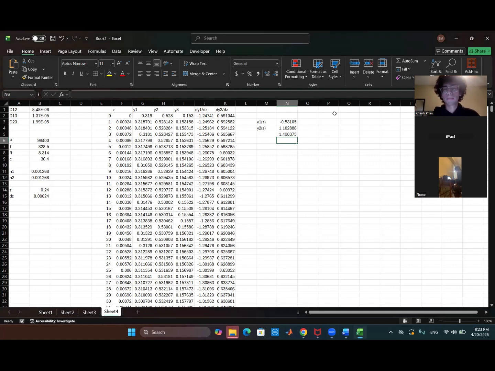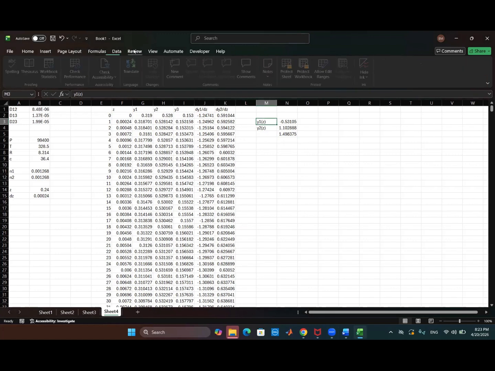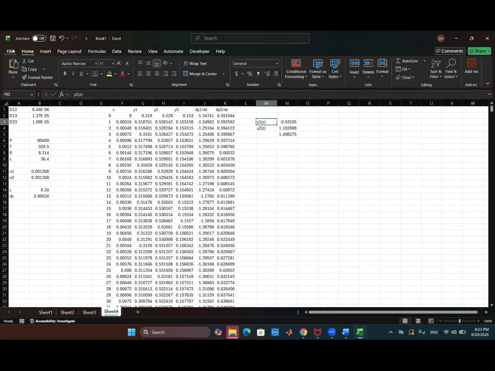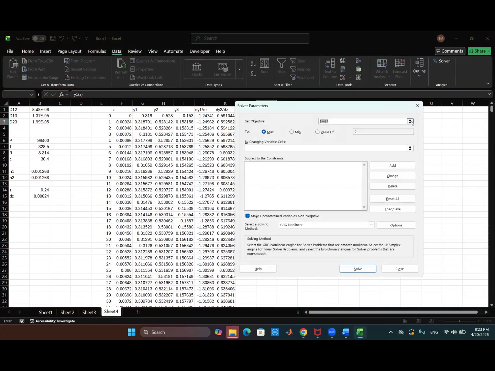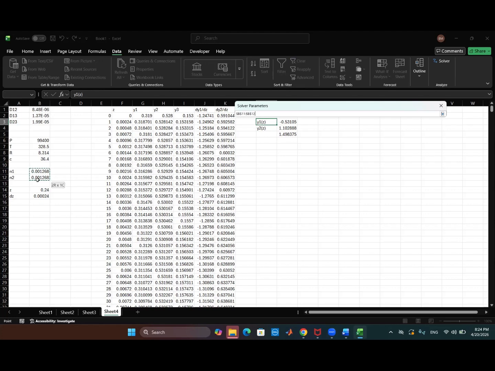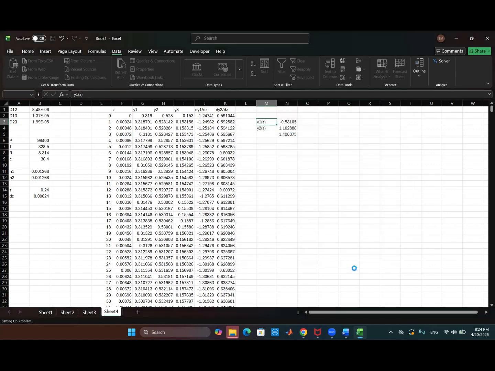Hi guys, sorry, I made a couple of mistakes earlier. So now I'm going to do the Solver again, just for a more accurate answer. I'm going to do Data, Solver, and set my objective to be this one. I'm going to minimize its value by changing N1 and N2, unmark this, and then solve, and it's going to take a little bit of time.